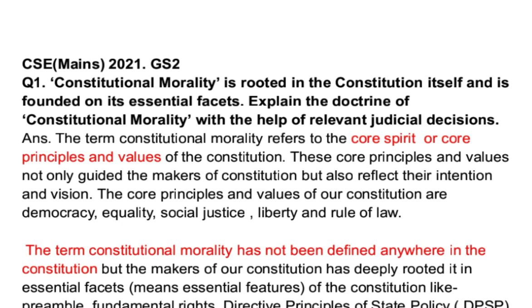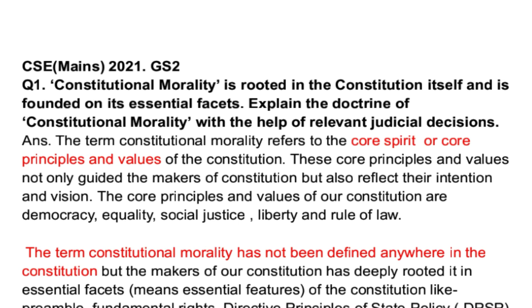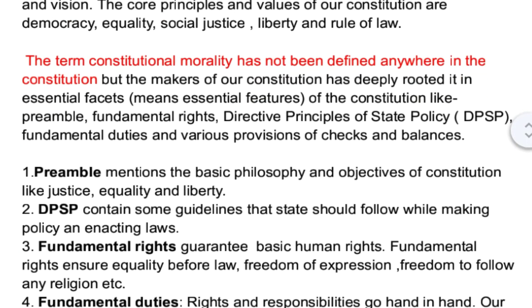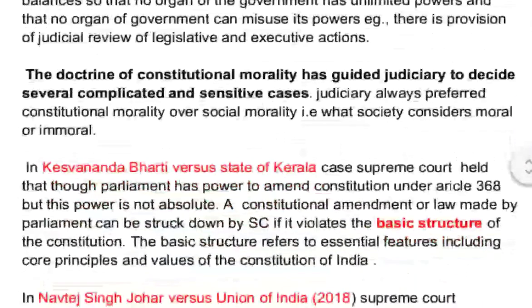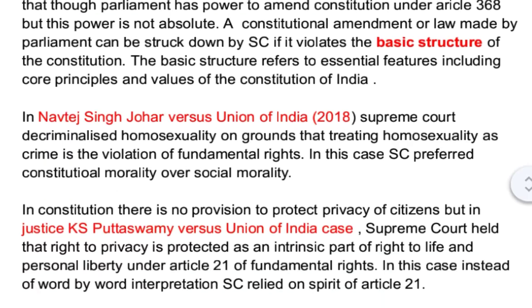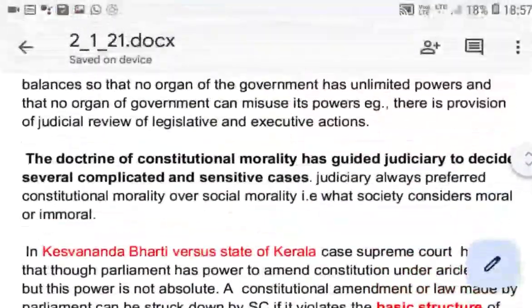We have to explain the doctrine of constitutional morality with the help of some relevant judicial decisions. That means we have to briefly write about some judicial decisions where judiciary was guided by doctrine of constitutional morality. In the answer, I first make clear what is meant by the term constitutional morality. Then I have given some essential facets or essential features of the constitution where we can trace the roots of constitutional morality. After that, I have given some judicial decisions influenced by the doctrine of constitutional morality. Now let's read the answer.